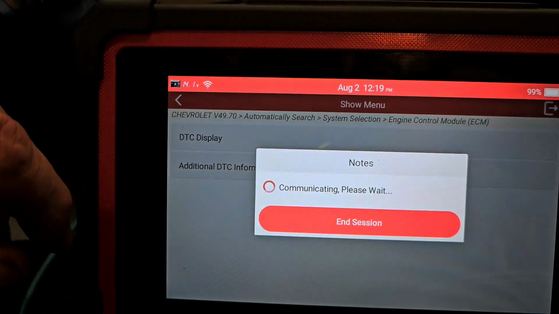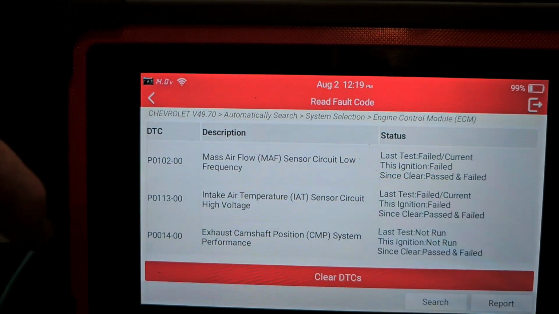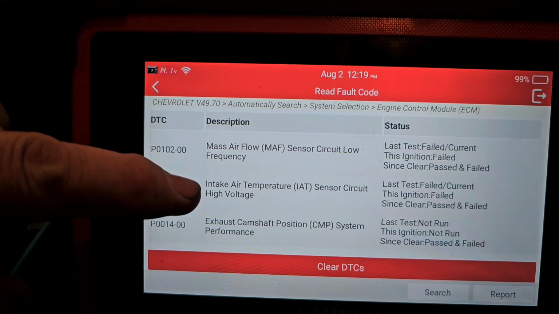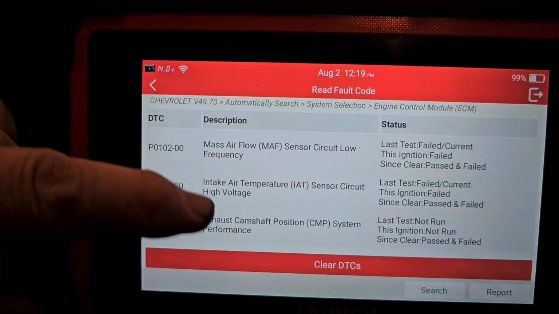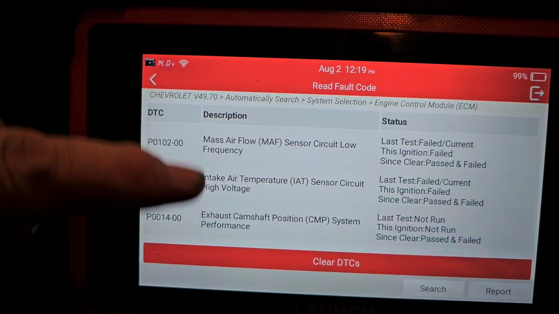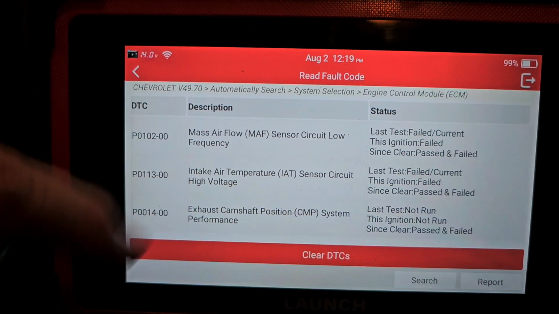DTC display. There's actually three codes. Mass air sensor, low frequency. Intake air temperature sensor, that's an important one. High voltage. Exhaust cam position sensor. I'm not quite worried about that yet. I'm more worried about these two.